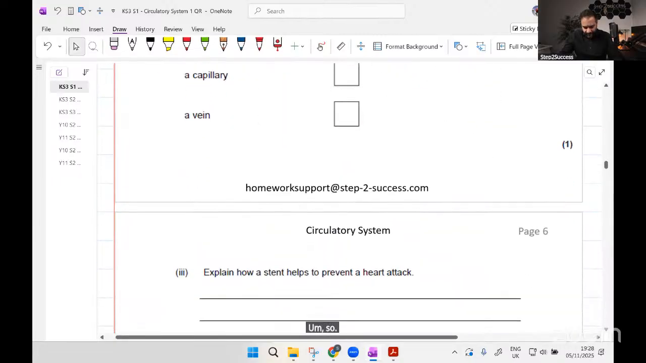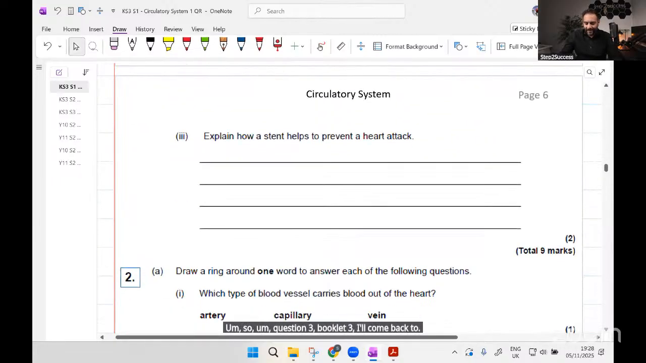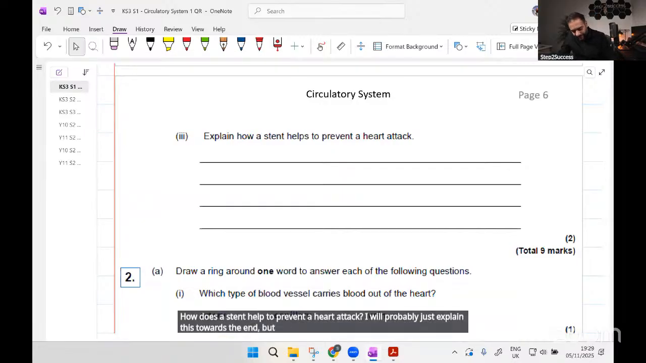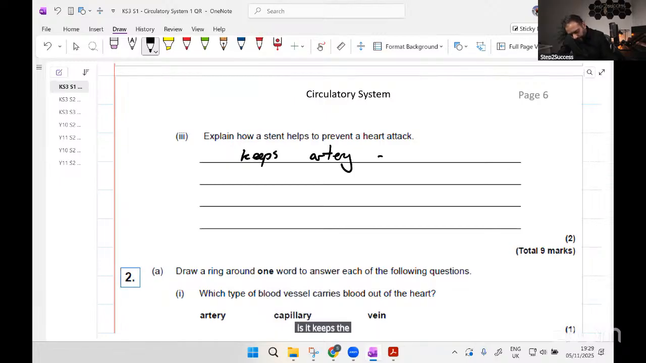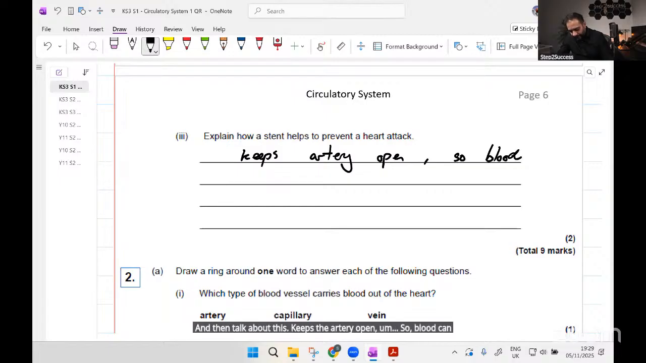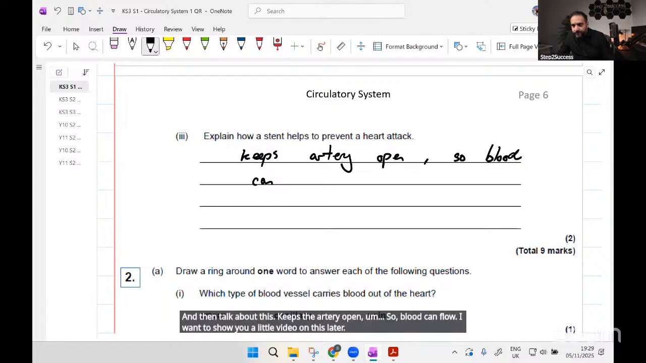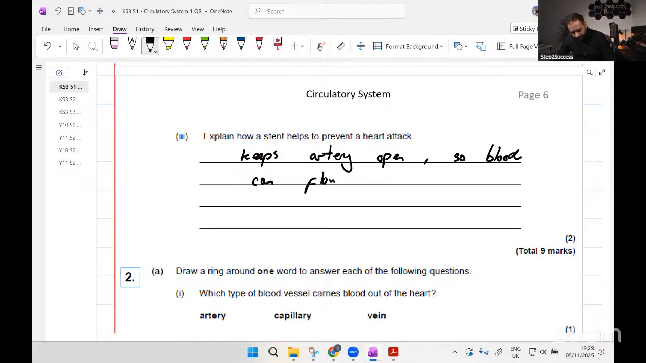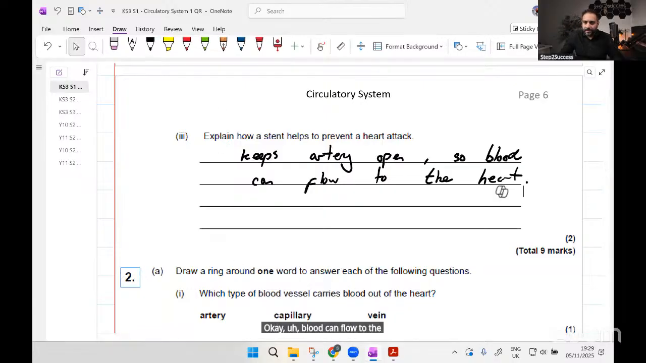Question three, booklet three, I'll come back to. How does a stent help to prevent a heart attack? I will probably just explain this towards the end. But what a stent does is it keeps the artery open. Once I've got through the questions that have been asked so far, I'm going to talk about this. Keeps the artery open so blood can flow. I'm going to show you a little video on this later. Okay, blood can flow to the heart. Right, that covers off that.